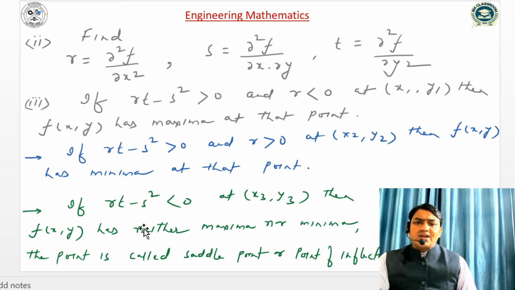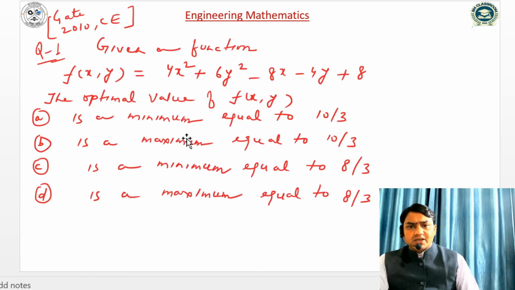If the value of R is greater than 0, then the function attains a minima at that point. And the third point is clear, that is, if RT minus S square is less than 0, then the function attains neither maxima nor minima. So let us take the problem based on the maxima minima of f(x,y).